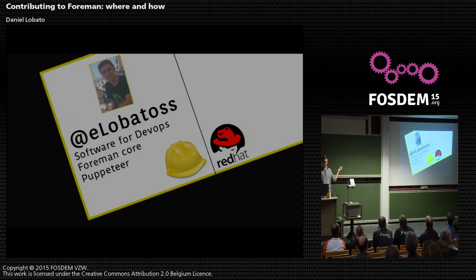So why am I giving this talk? That's my Twitter handle. I write software for DevOps, so DevOps tools, I guess. I work on Foreman proper. So my work these days is mostly on Foreman Core, Foreman Docker, which is a plugin that we're trying to make so that you can use containers and manage them and manage private registries, and the Puppet part, I guess because I prefer Puppet to other configuration management solutions.